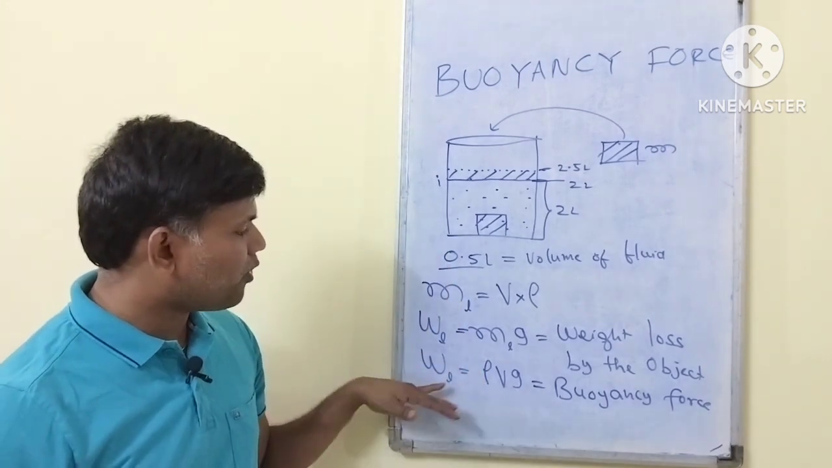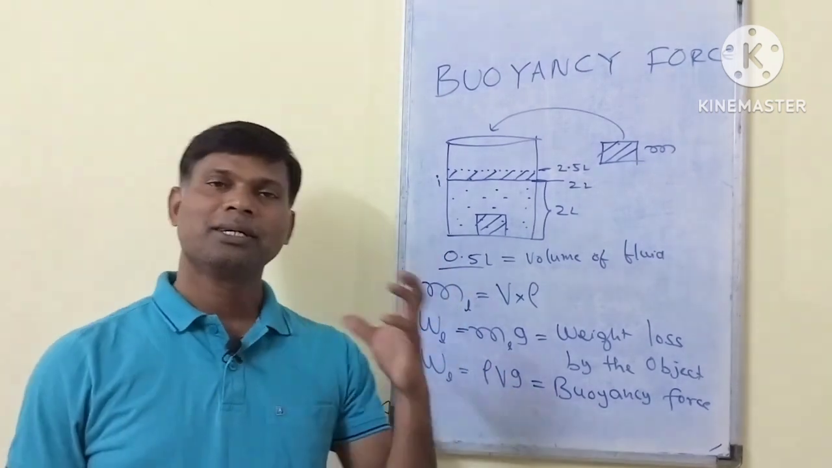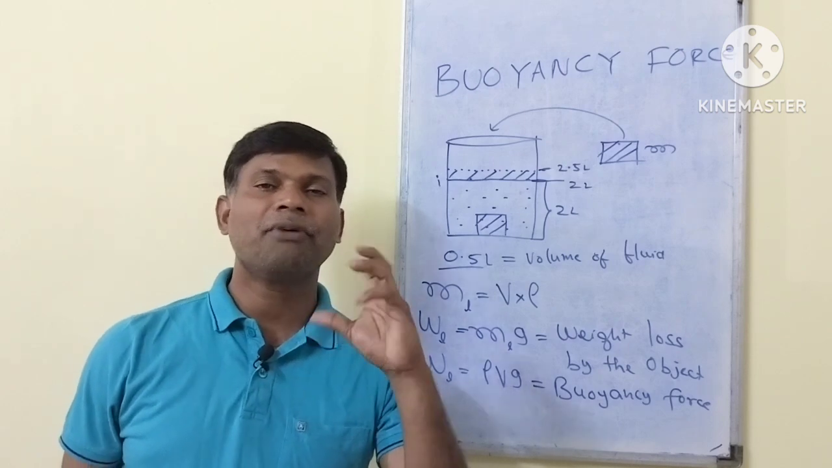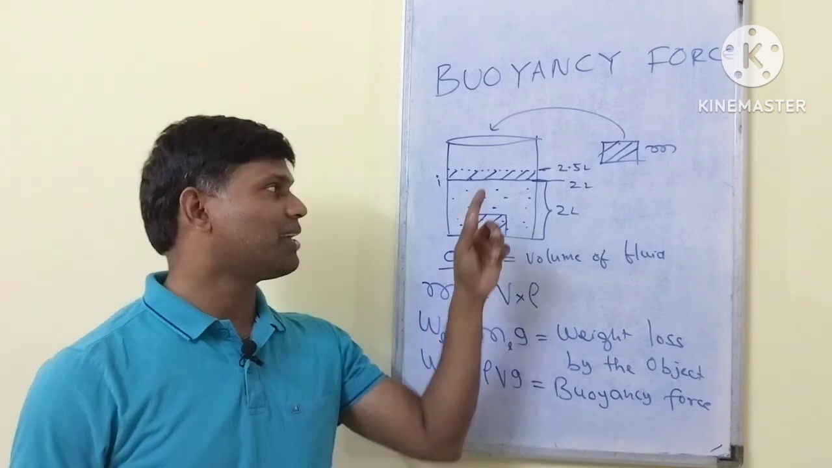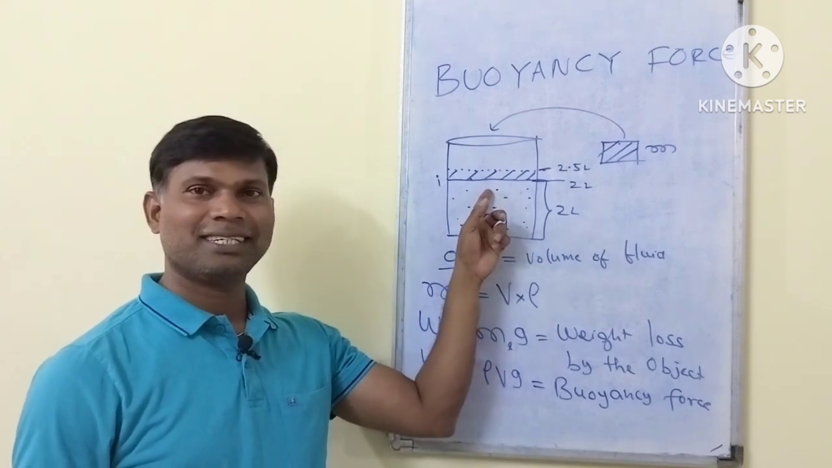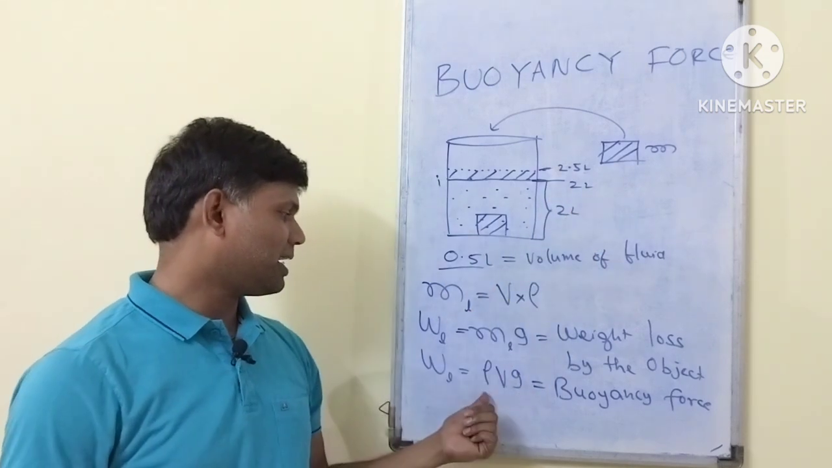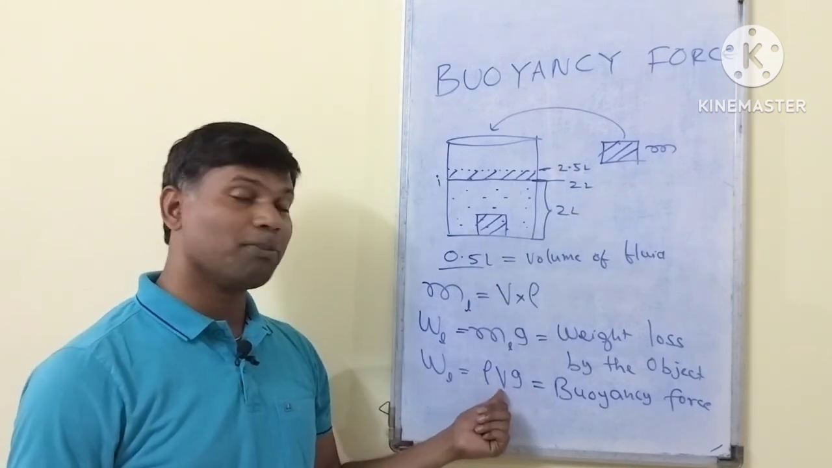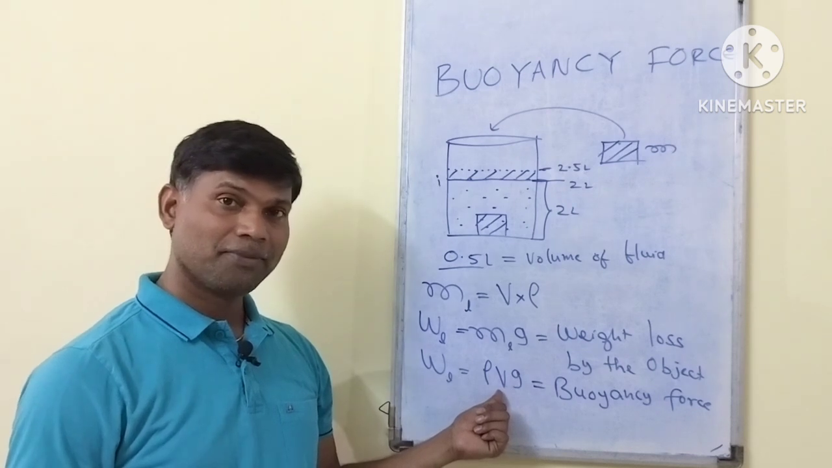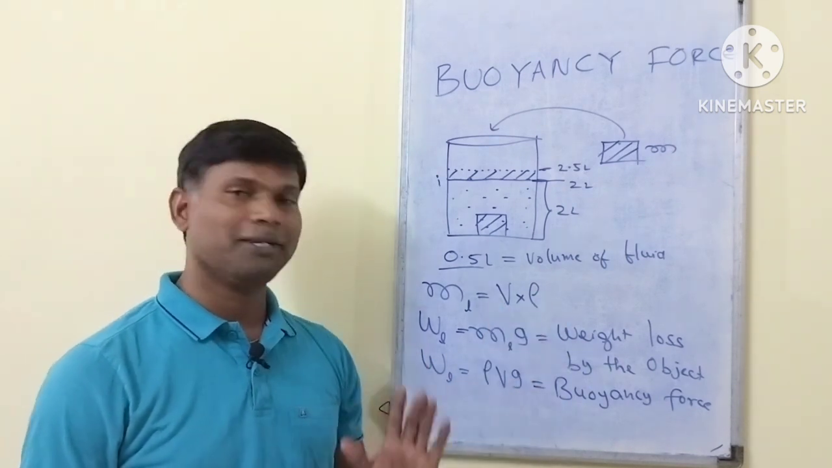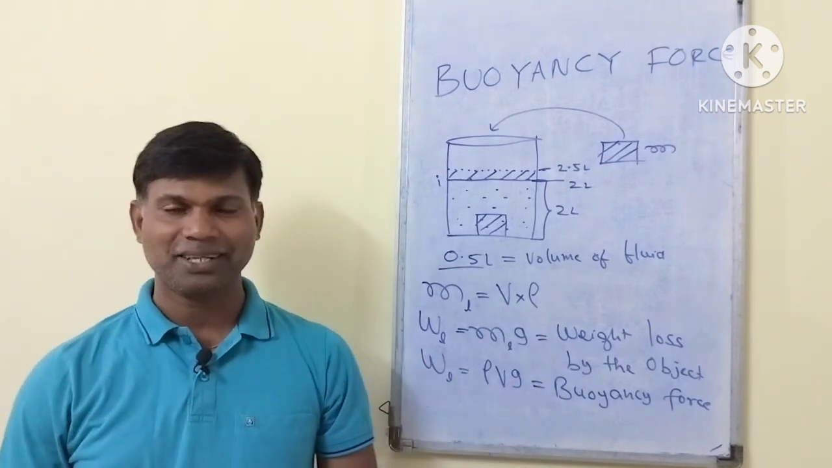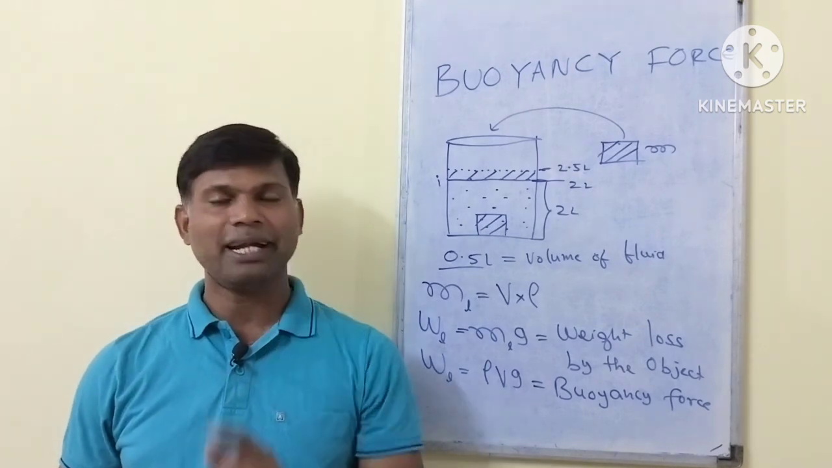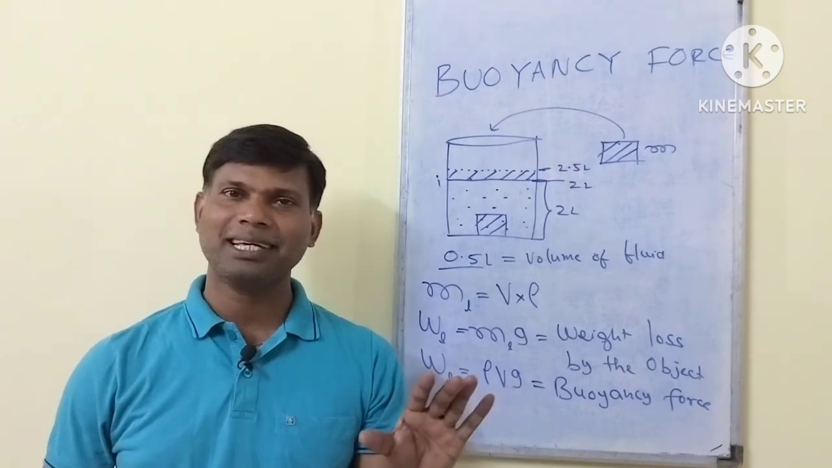So the buoyancy force is equal to the weight of the liquid displaced by the object. That is rho into V into g. Rho is the density of the fluid, V is the volume displaced by the object, into g. This is the buoyancy force. I think you understand it very clearly.